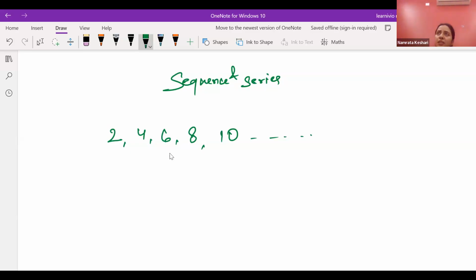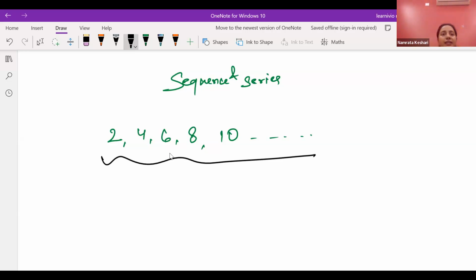There are so many different types of sequences which may not be arithmetic sequences, and you have also seen those in class 10 in the first chapter, in the first exercise, where you checked whether a sequence is in AP or not, and so many questions there were not in AP, right? So a sequence can be in AP or it cannot be in AP.